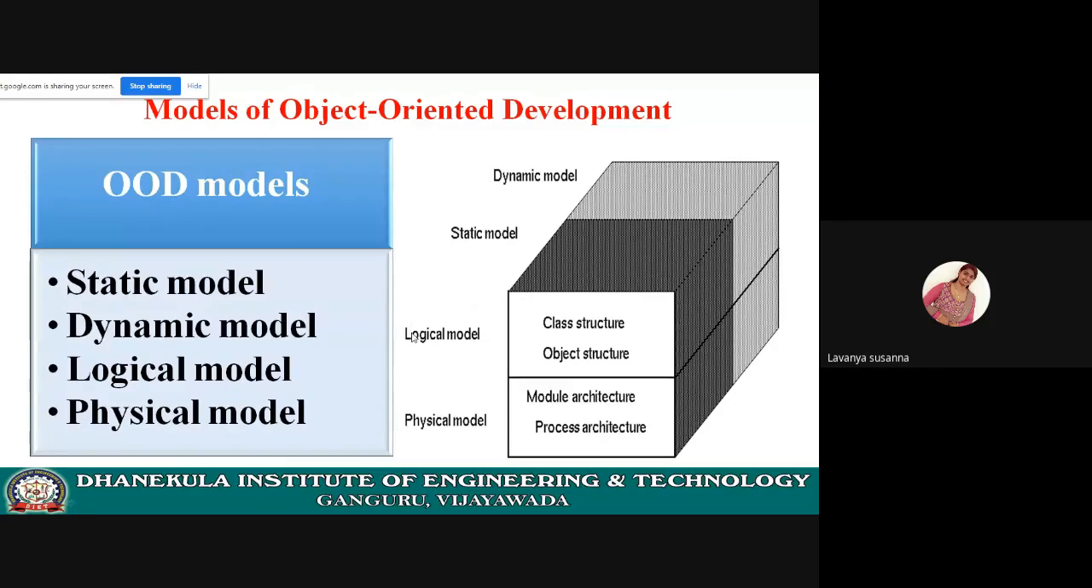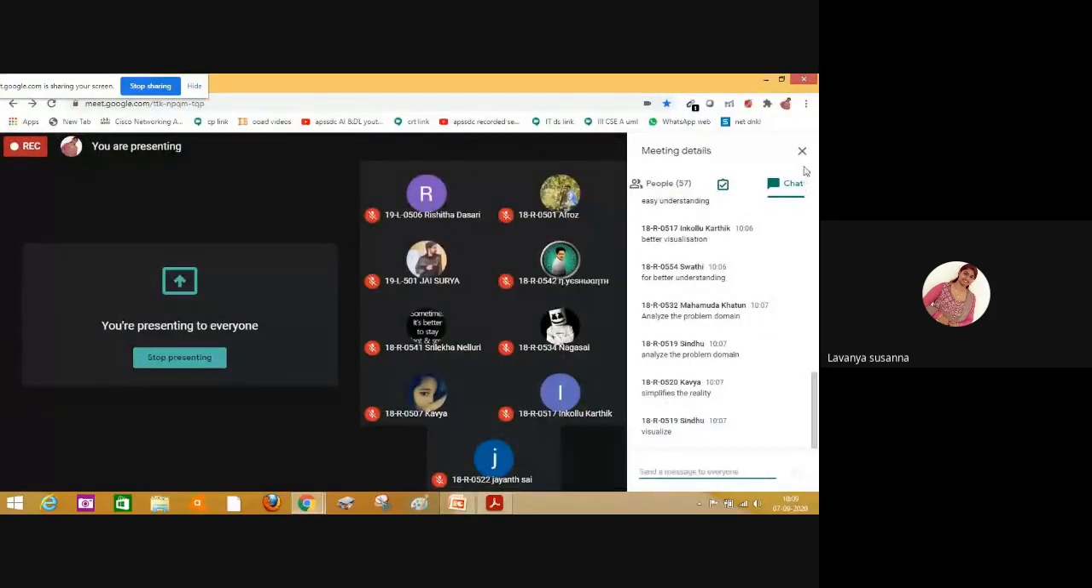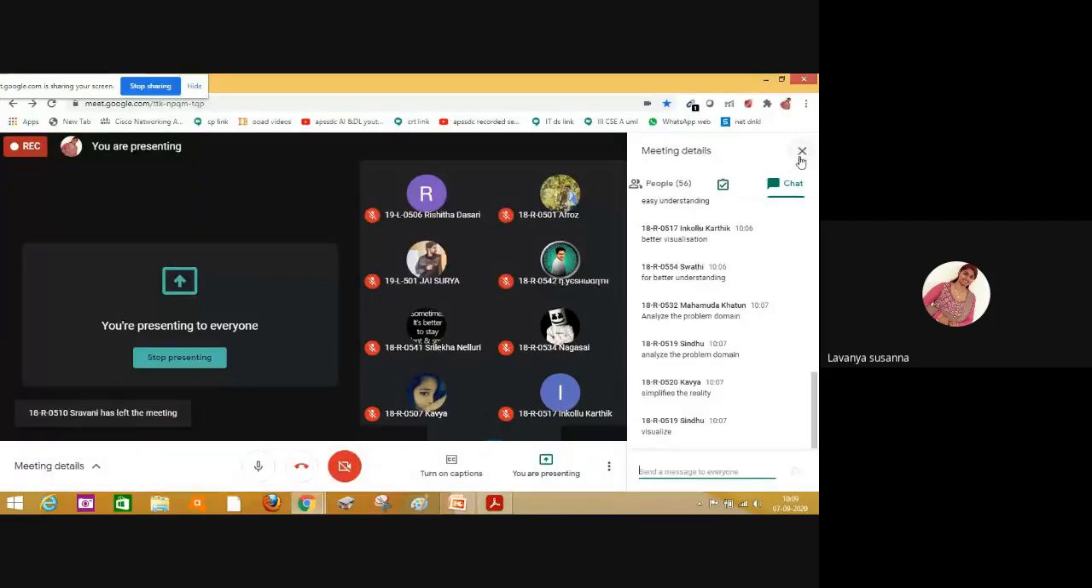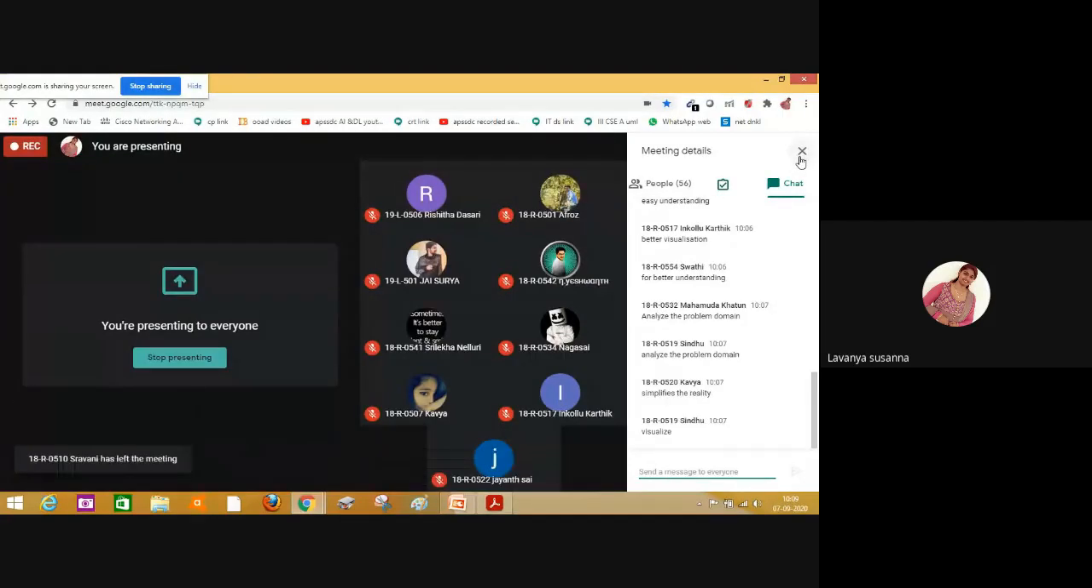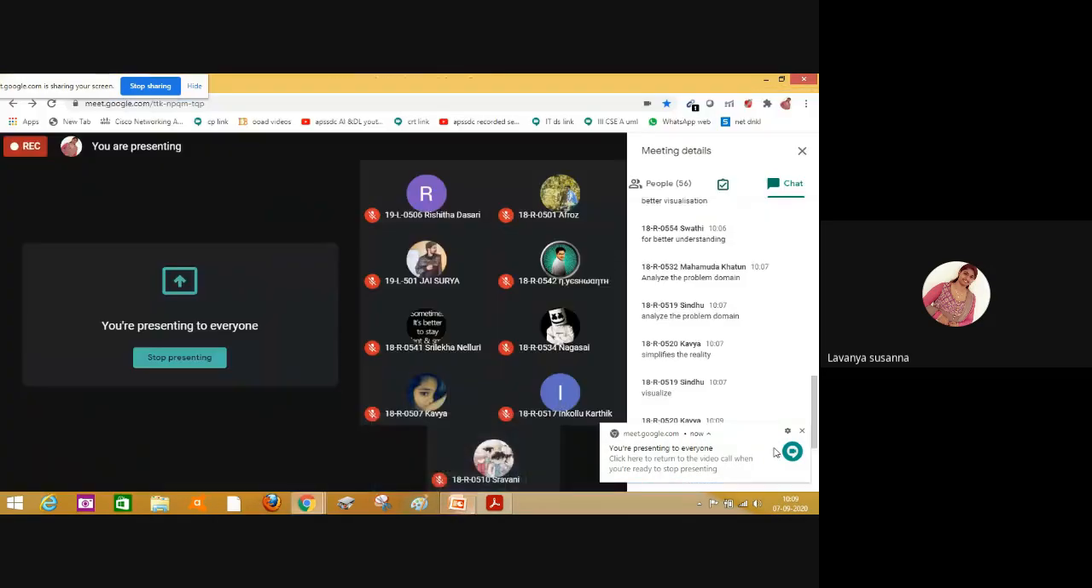Logical model. In the logical model, what are you going to do? Can anyone explain to me? Answer my question. What does the logical model represent? Already everything about modeling is completed. Students, please answer my question. These are the models we have already discussed in the first unit. What does the logical model represent?